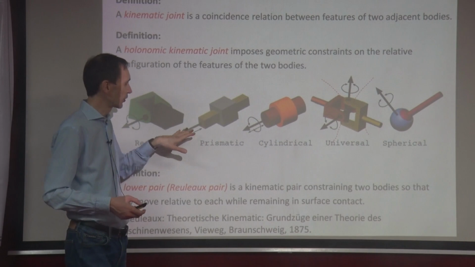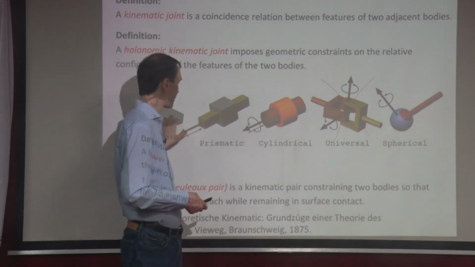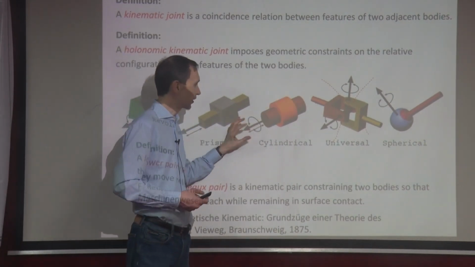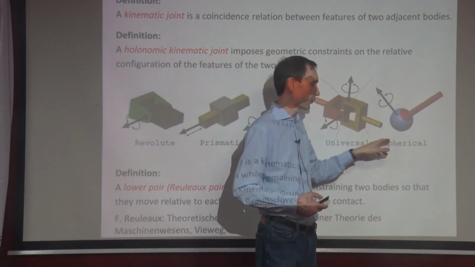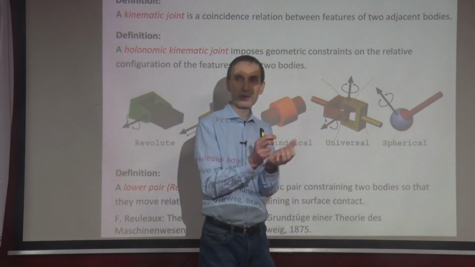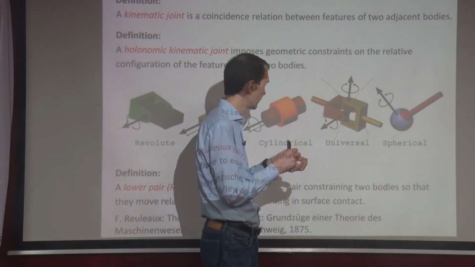That's a prismatic joint, 1 degree of freedom. The cylindrical joint is a combination of both, right? So you can slide and you can rotate. And again, this is surface contact. And then you have the ball and socket or spherical joint. Again, you have a surface contact. Everything is defined by a surface contact.